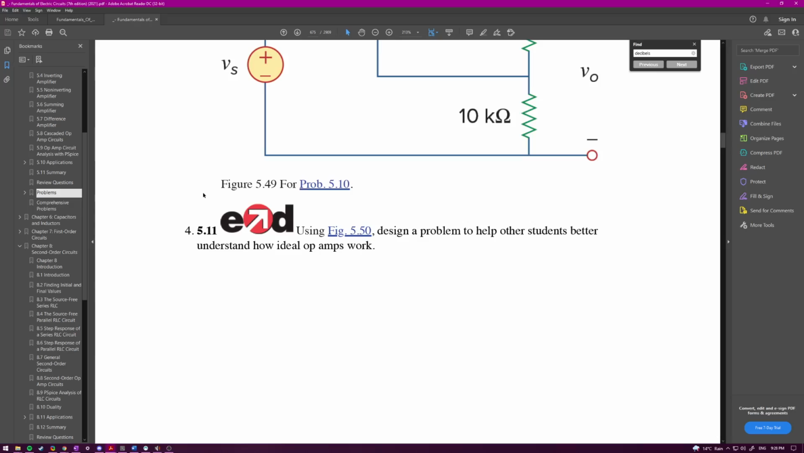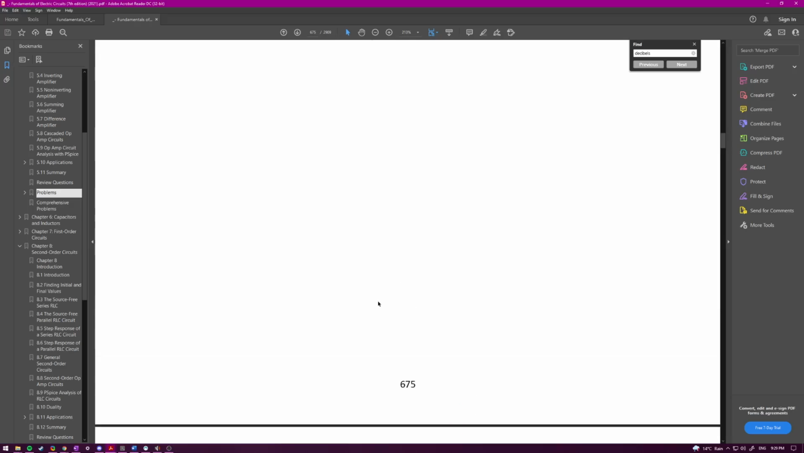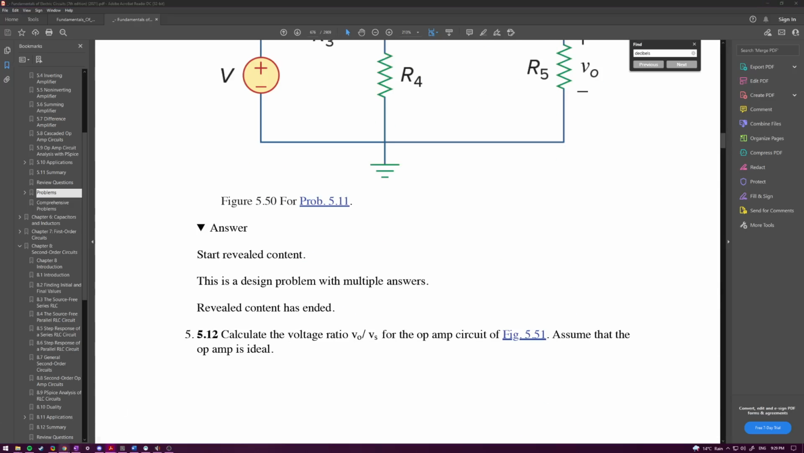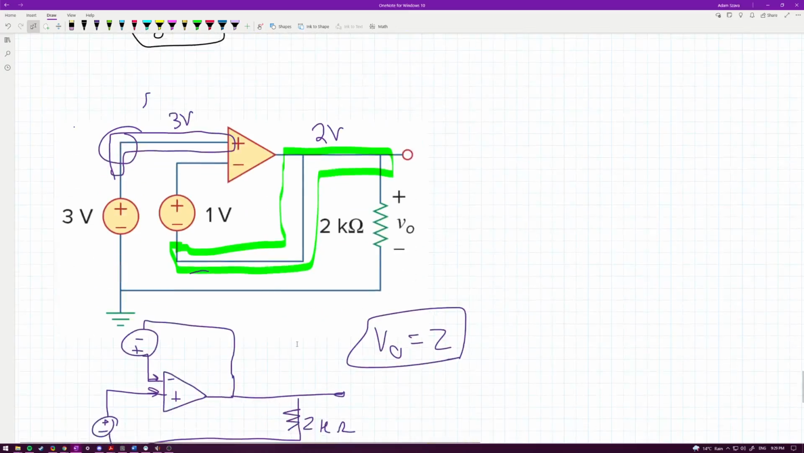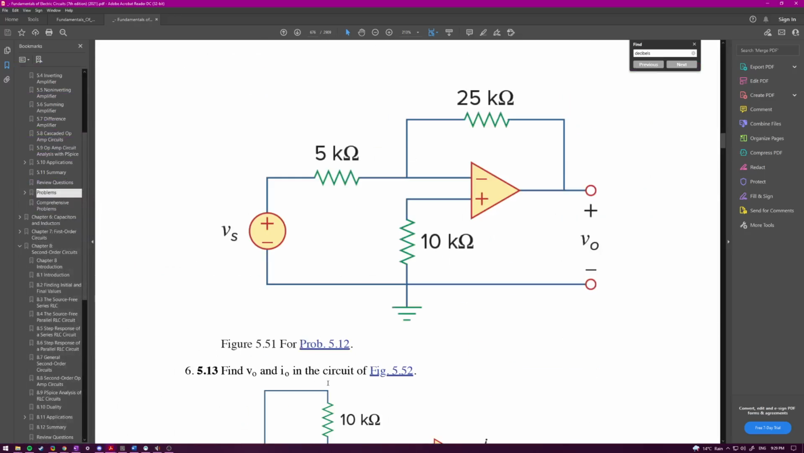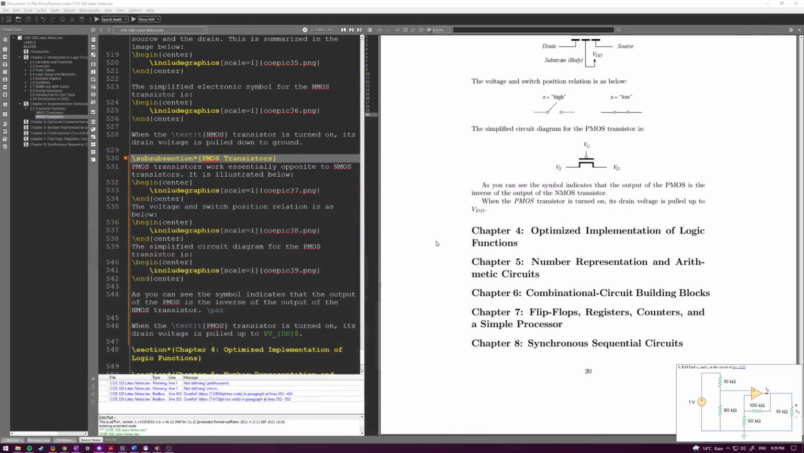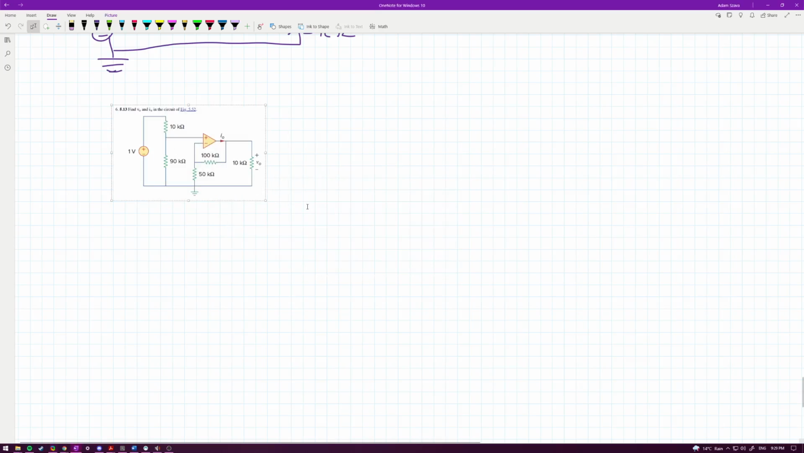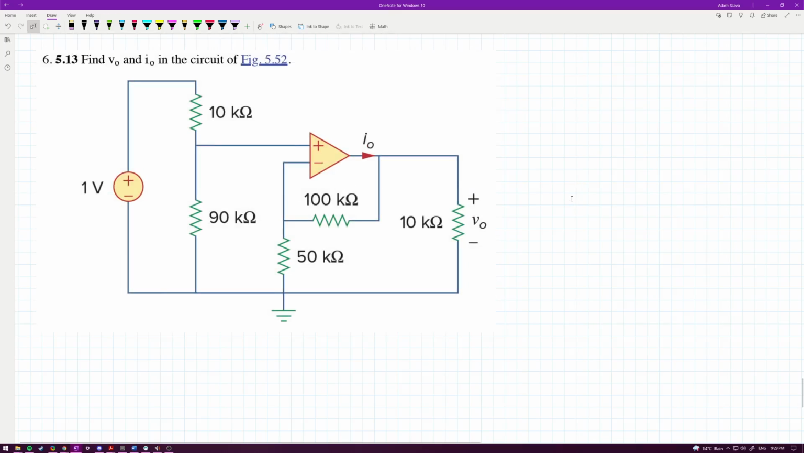5.11 is here. Design a problem. Okay, I think we can skip that. Yeah, you can skip that. I didn't want to do it. We're not in teachers' college. That's okay. Didn't they tell us to design a question on the midterm last time? They did. I was about to say that. Oh my god. Okay, let's give this a try. Oh wait, I don't think it was this one. Never mind.